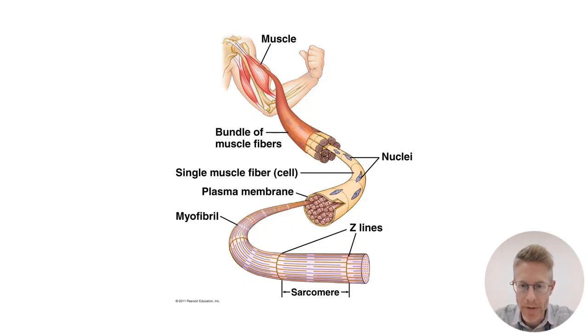Muscle cells are unique in that they contain many nuclei per cell. They're very long cells, they're multinucleate. Within each cell, there are many myofibrils. You can see within this single muscle fiber that there are many myofibrils, each of which is composed of a lot of protein, specifically mostly myosin and actin. Those proteins are arranged in a very specific way in repeating units called sarcomeres. And when muscle cells contract, the sarcomeres contract.